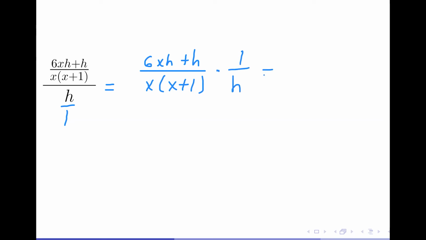Well, we can do the exact same thing we did a minute ago, which is to say, okay, this is 6xh plus h divided by x times x plus 1. So there's your a over b part, and then we have to multiply by the reciprocal of the bottom, so that's 1 over h. And so this ends up being 6xh plus h divided by x times x plus 1 times h. And this is, again, certainly a right answer.